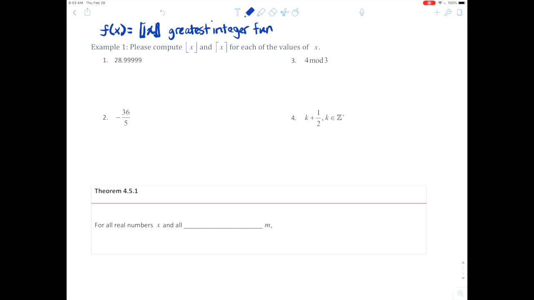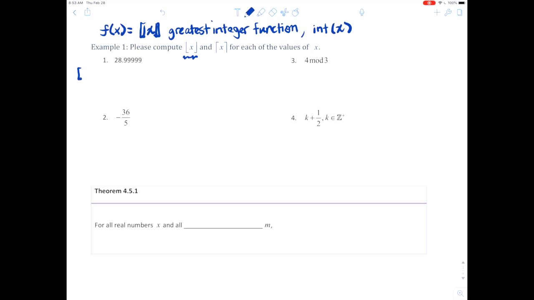Spell today, I guess. And on the calculator, this is how it's denoted, int for integer at x, okay? And that's the one that relates to the floor. All right, so we're going to find both the floor and the ceiling of these guys.